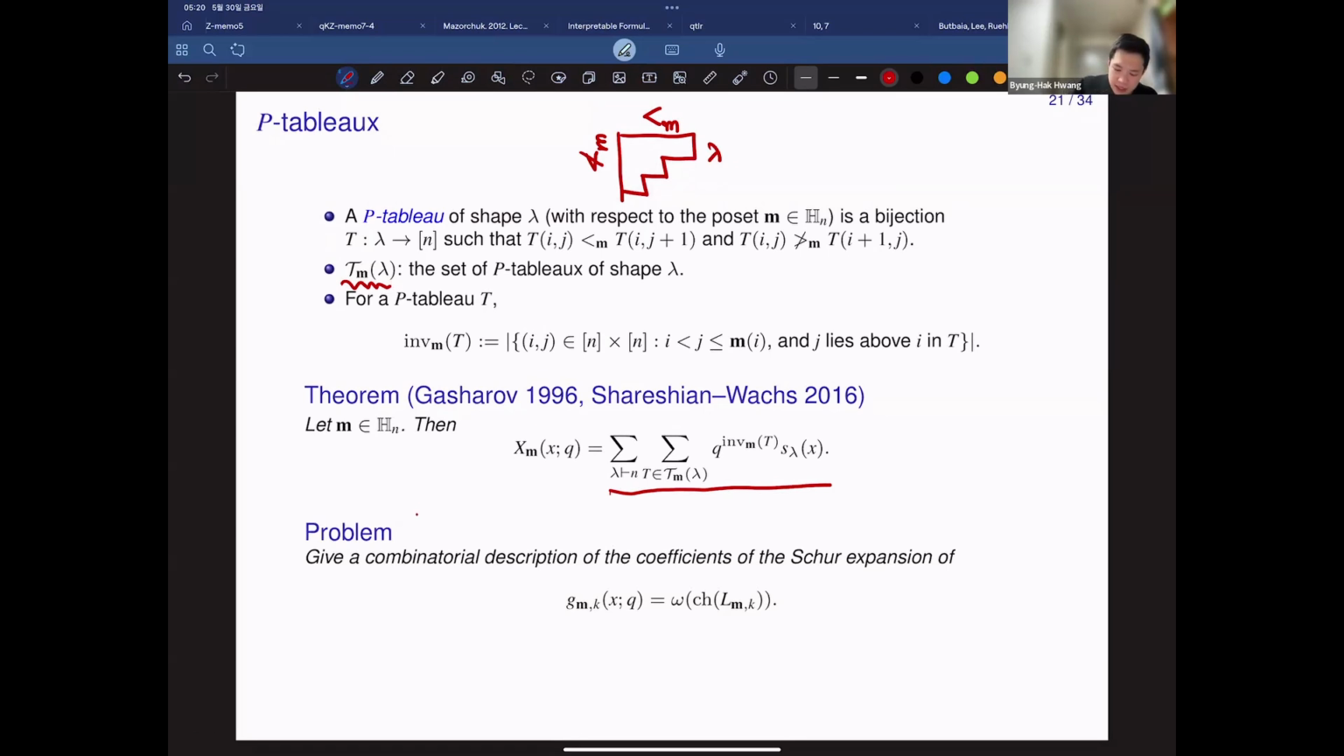Similarly, Abreu and Nigro give the following problem: finding a combinatorial description of the coefficient of the Schur expansion of their G function.